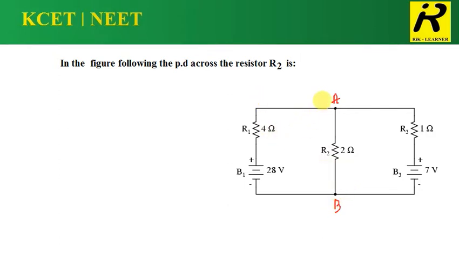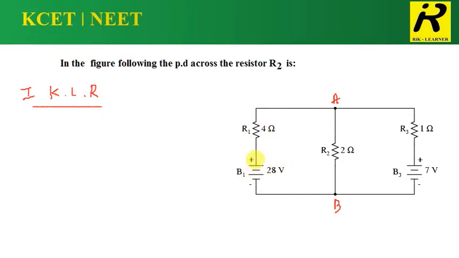To find this potential difference across R2, I am having two methods. So today I am going to tell you in detail about those two methods. First of all, what you know is about Kirchhoff loop rule. In this rule, we consider this as one loop and this as the second loop.